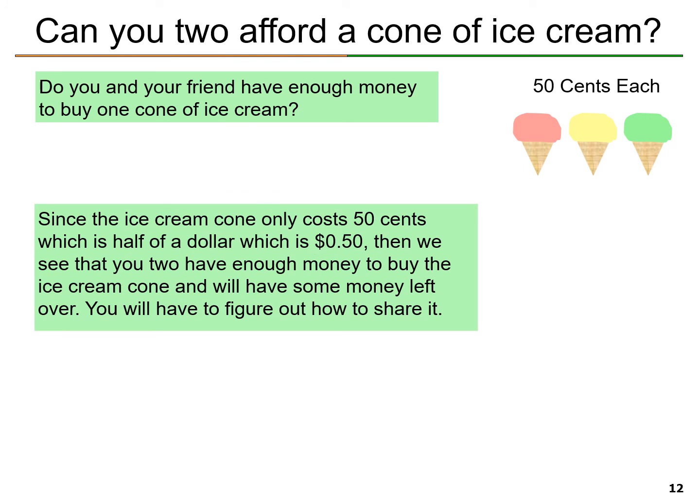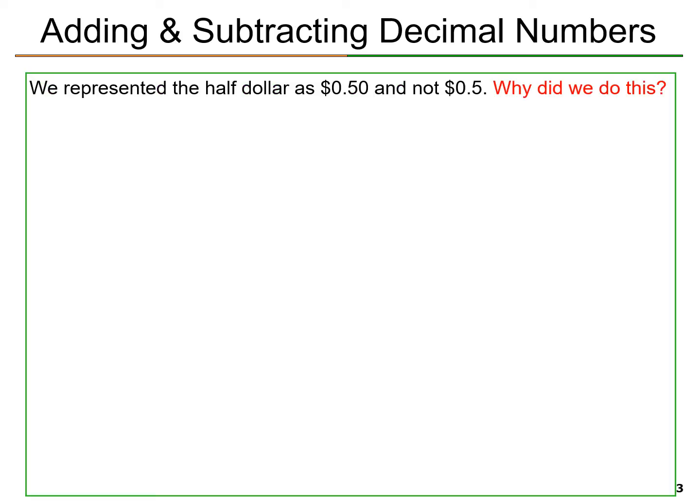Okay, since the ice cream cone only costs 50 cents, which is half of a dollar, which is 0.50, then we see that you two have enough money to buy the ice cream cone, and we'll have some money left over. You will have to figure out how to share the ice cream cone. We represented the half dollar as 0.50, not 0.5.